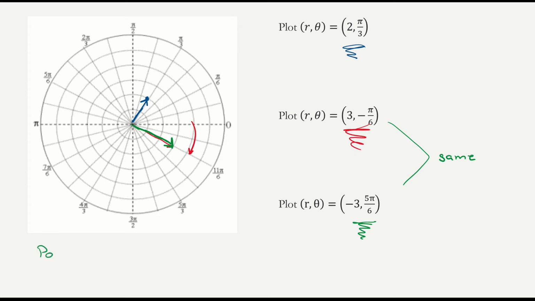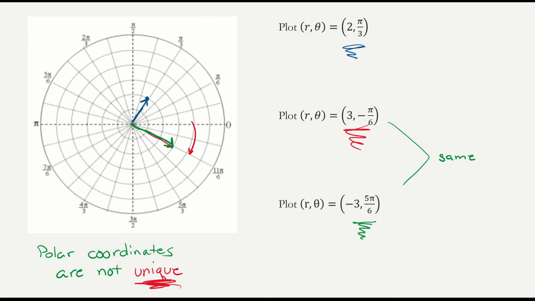That leads us to an important thing to remember. Polar coordinates are not unique. Rectangular coordinates are unique. If I say 3 comma 5, there's no other way to describe that point. But polar coordinates are not. And there's a few different ways that we can write the same point in a different way.